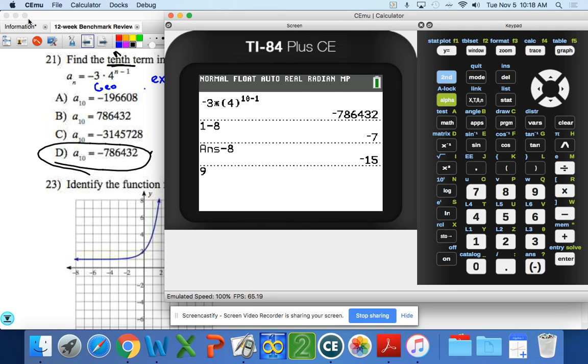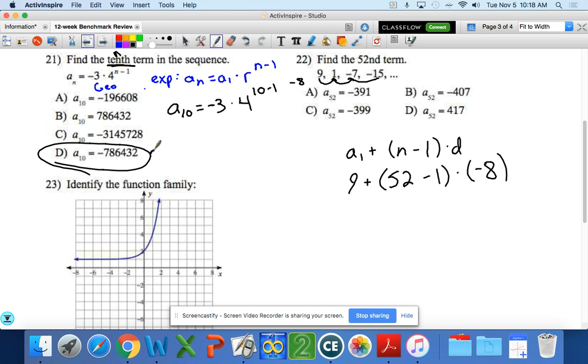Okay? So that was 9 plus our parenthesis, 52nd term, minus 1, close the parentheses off. And I'm multiplying that by the common difference, -8. When I press enter, it gives me -399. I look up here and say, oh, good, there's my answer.